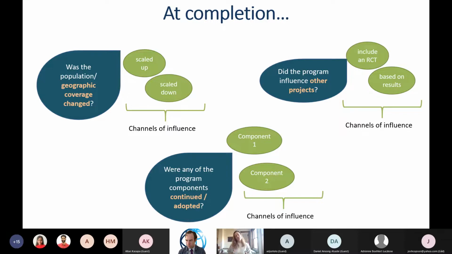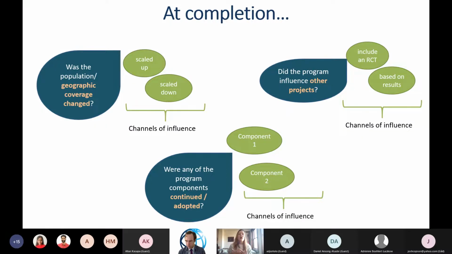And then the third point is, were any of the program components, so you have several things that you're delivering, were they continued? So you realize that they work well. Did you continue doing it beyond the lifetime of the program? Did you get maybe additional funding, or is this becoming a new policy that you have to do consistently? And so these are three other indicators.